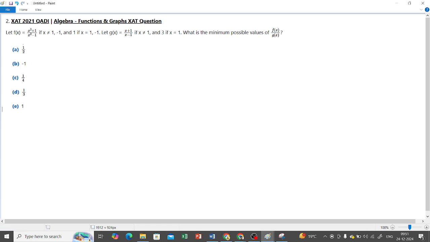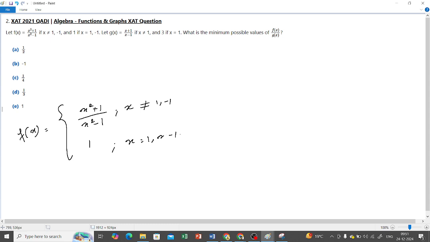So the definition that is given is f(x) equals (x² + 1)/(x² − 1) if x is not equal to 1 or −1, and f(x) equals 1 if x is 1 or −1. Okay, and what is the definition for g(x) given?